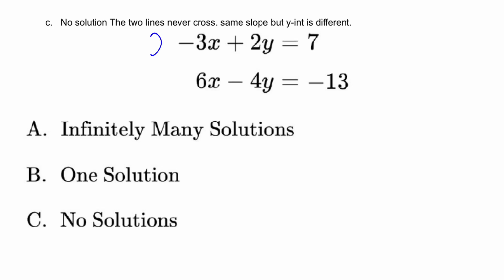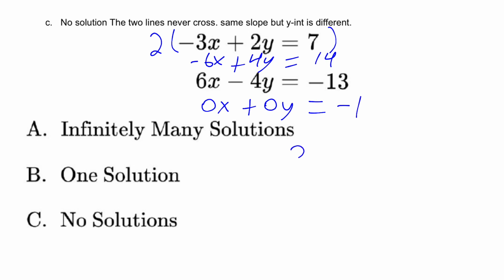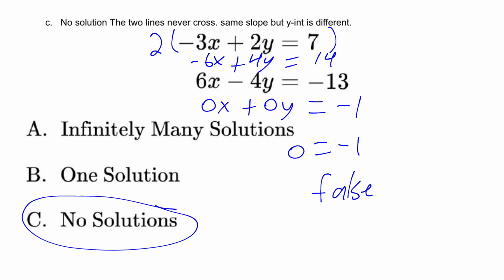Here, if I double the top equation again, I have negative 6x plus 4y is equal to 14. If I add these all straight down, I get 0x plus 0y is equal to negative 1, or 0 is equal to negative 1, which is a false statement. And the answer is going to be no solutions. When your x's and y's cancel out, it's going to be one of the exceptions. If it's a true statement, it's infinite. If it's a false statement, it's no solution.